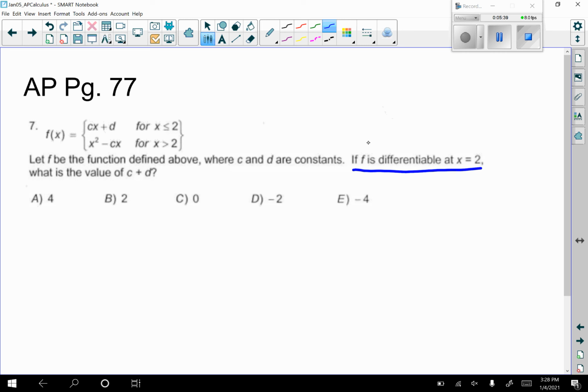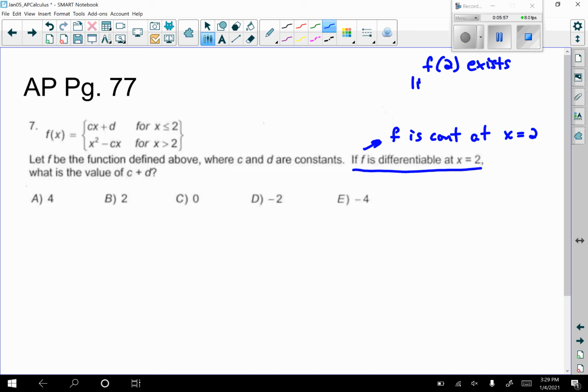So I want to go back to one of those. So we're not going to expect a discontinuity. This means that f is continuous at x equals 2. Now remember, for a function to be continuous, f of 2 is going to exist.